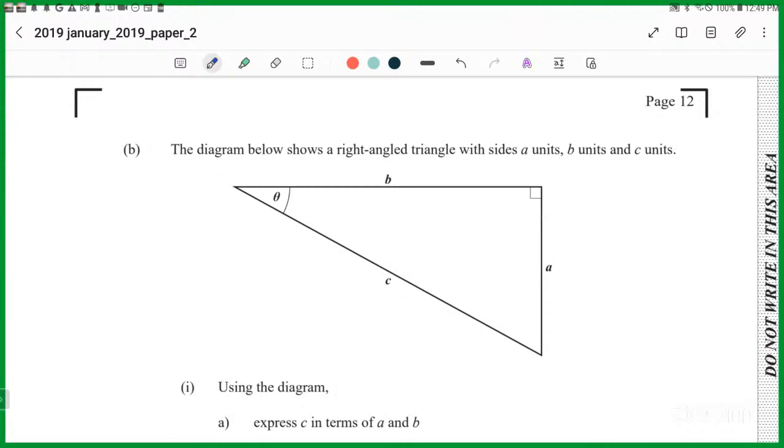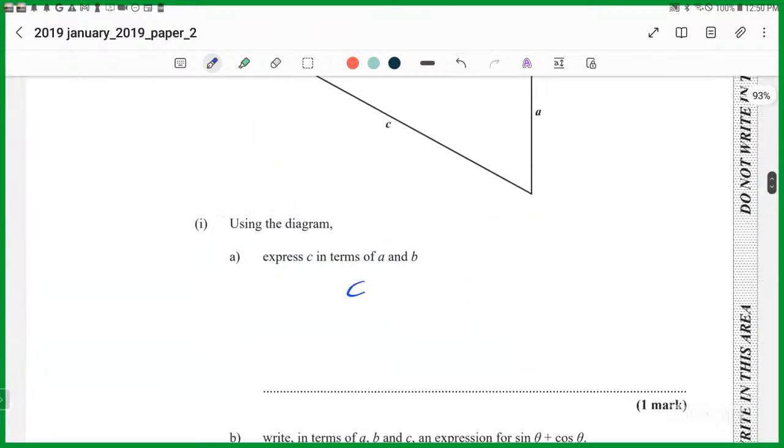The diagram below shows a right angle triangle with sides A, B, and C units. This is the hypotenuse, and we have these two other sides. It says using the diagram, express C in terms of A and B. That's Pythagoras' theorem, the theorem connecting the three sides in a right angle triangle. So C squared is equal to A squared plus B squared.